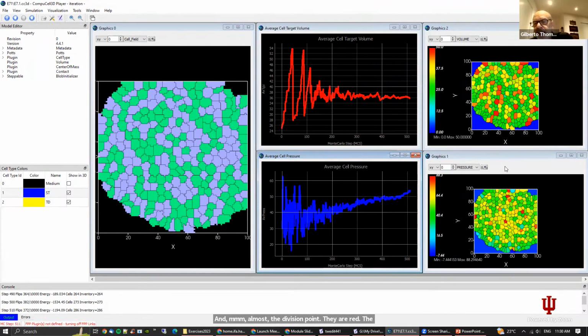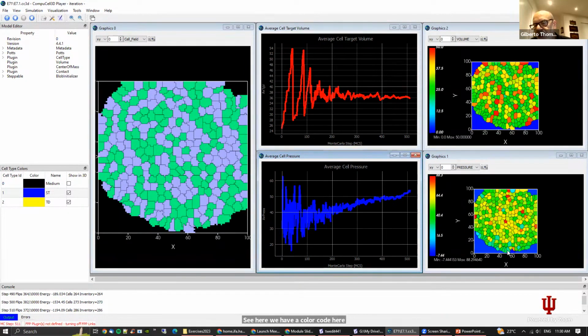The same is here in the pressure window. We can see the pressure is also in a color code here. See here, we have negative pressure.